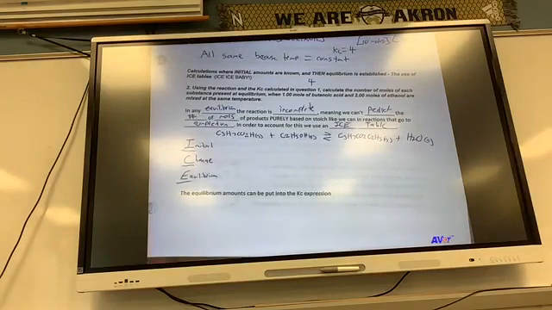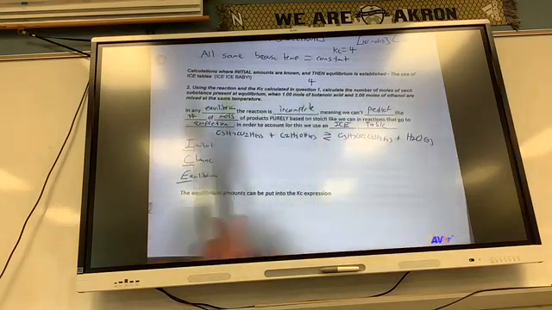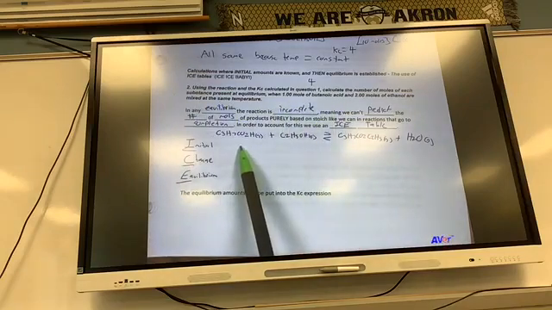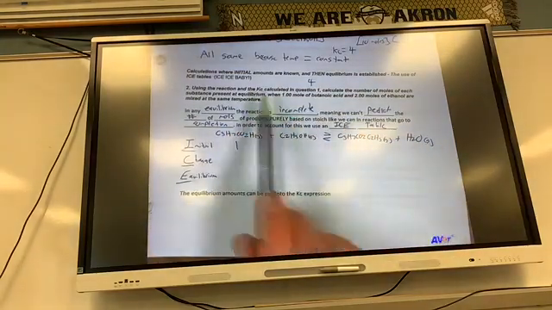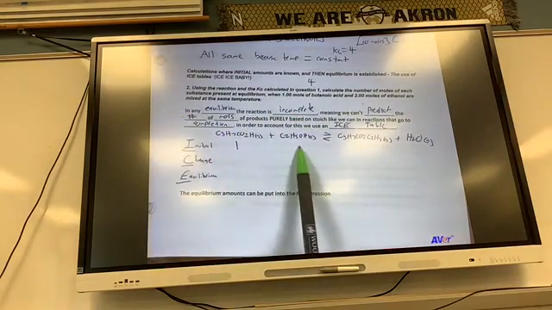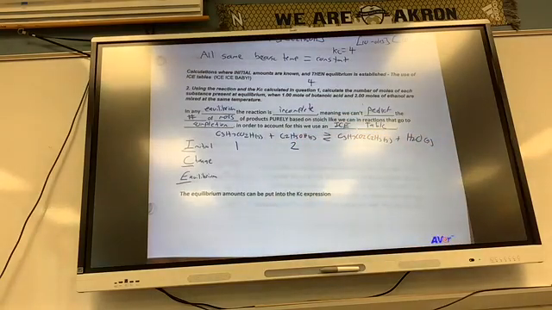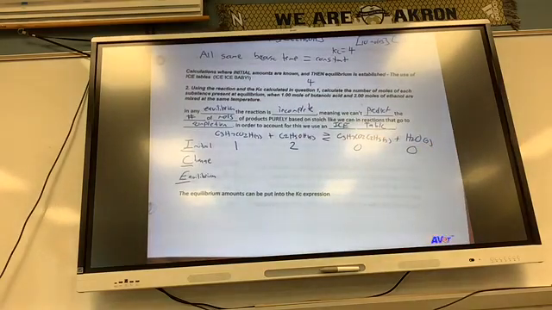My initial of C3H7CO2H, they said 1 mole of butanoic acid is present. So my initial for this first thing is 1 mole. They also said 2 moles of ethanol are mixed, so my initial for C2H5OH is 2. Do I have any products to start? 0, 0. So I have nothing to start with on the right.